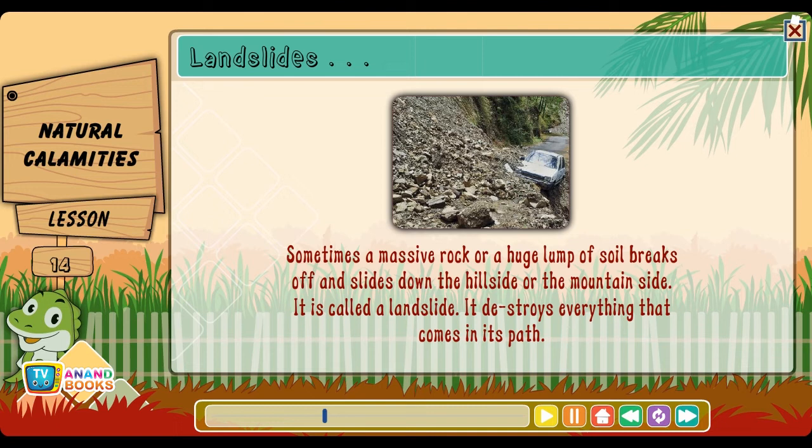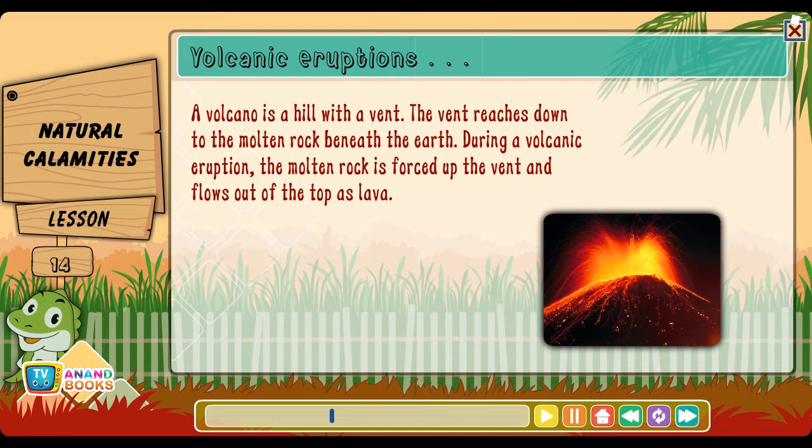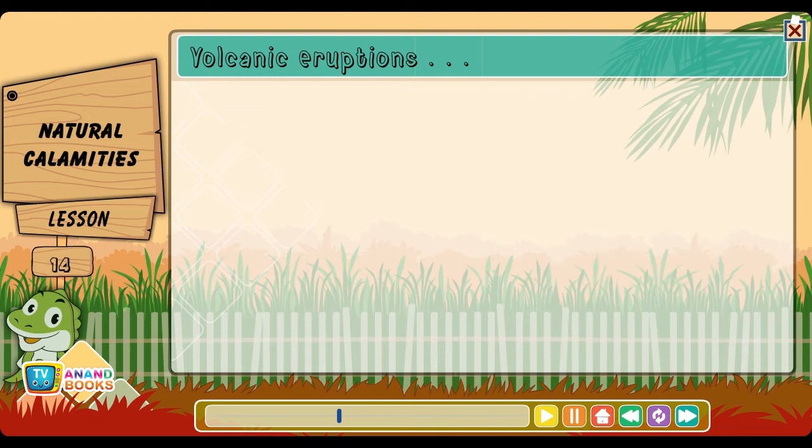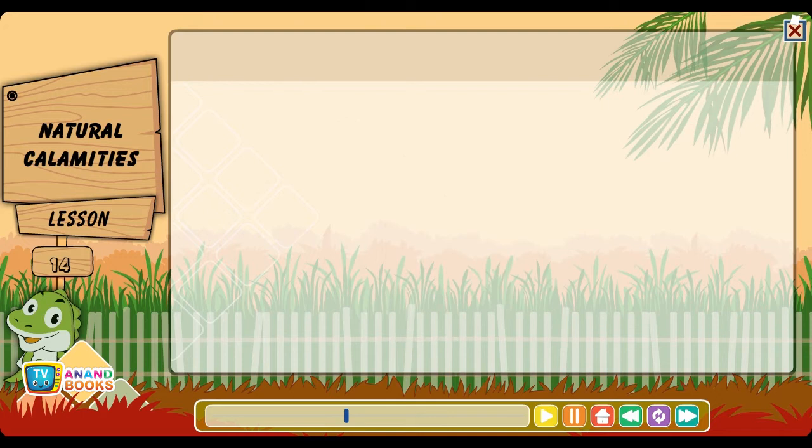Volcanic eruptions. A volcano is a hill with a vent. The vent reaches down to the molten rock beneath the earth. During a volcanic eruption, the molten rock is forced up the vent and flows out of the top as lava. The lava flows out very fast and burns everything that comes in its way. It causes great damage to property and life.